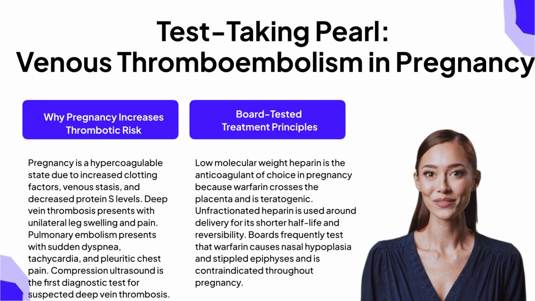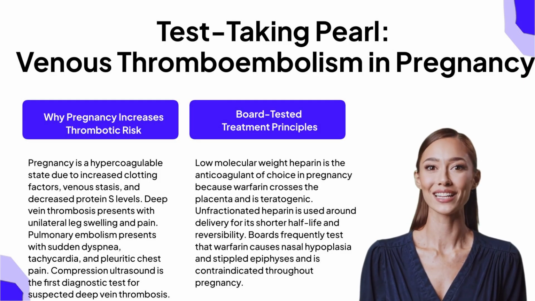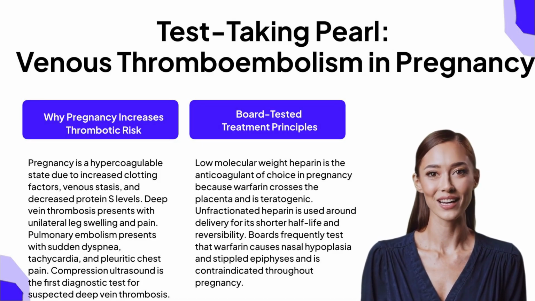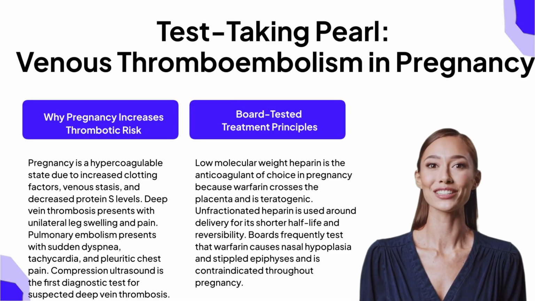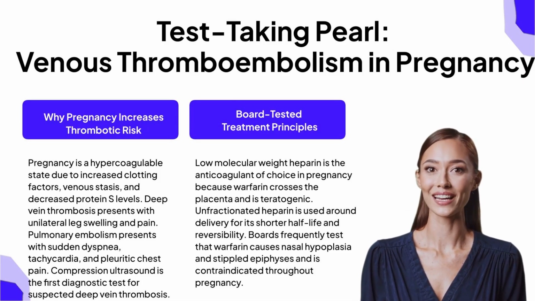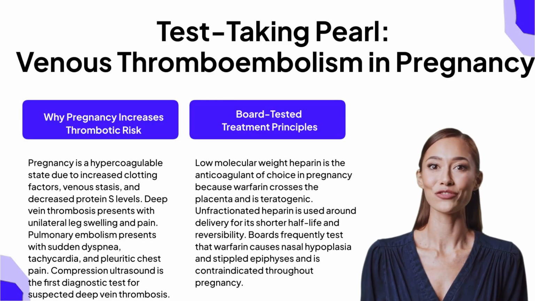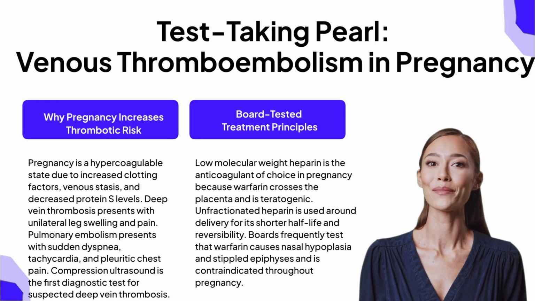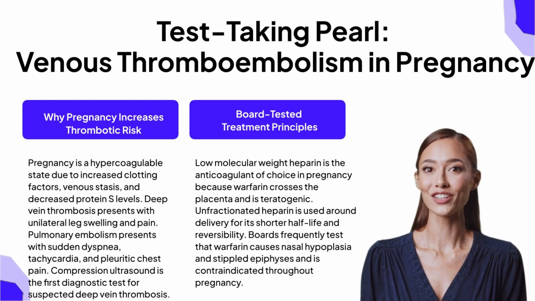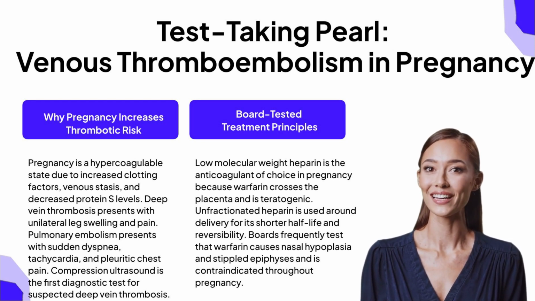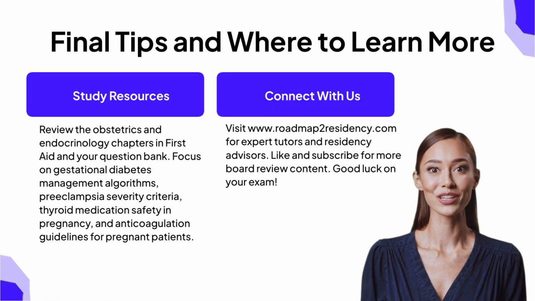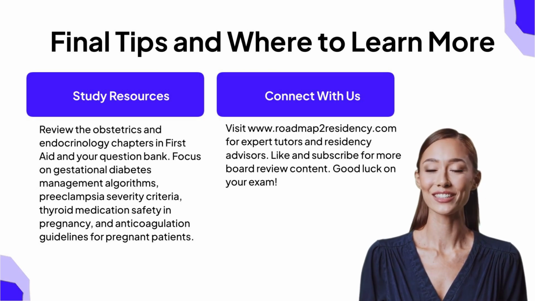For treatment, low molecular weight heparin is the anticoagulant of choice because warfarin crosses the placenta and causes serious birth defects, including nasal hypoplasia and stippled epiphyses. This is a very high-yield fact. Unfractionated heparin is used around the time of delivery because of its shorter half-life and the ability to reverse it quickly. If you remember nothing else from this section, remember that warfarin is contraindicated in pregnancy and heparin products are safe. That wraps up our review of medical complications in pregnancy test-taking strategies.